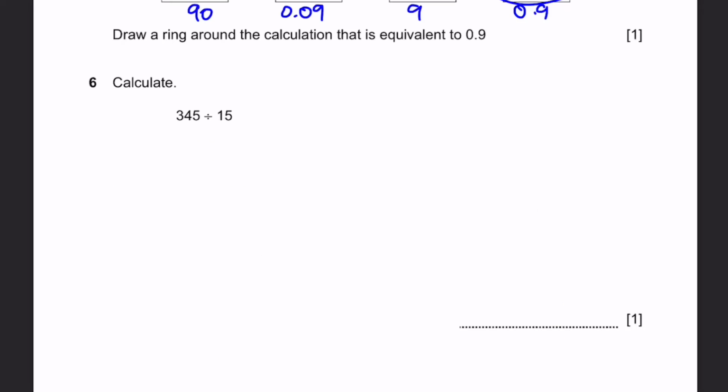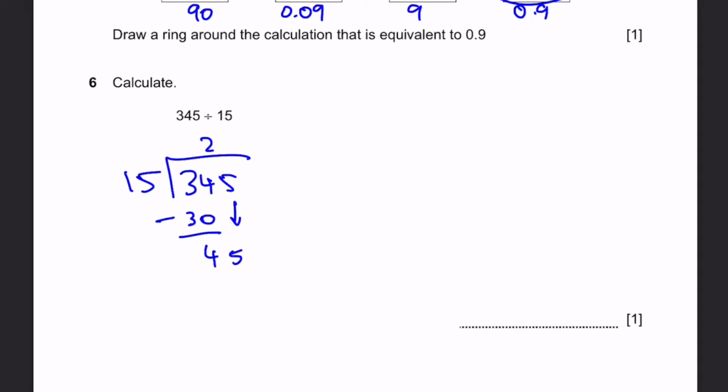Question 6. Calculate 345 divided by 15. Let's use the method of long division. Out of 34, how many times does 15 go in? It goes in 2 times, which makes 30. Because the third time would make 45, which is greater than 34, so we can't do that. Now when we subtract, we'll have a remainder 4.